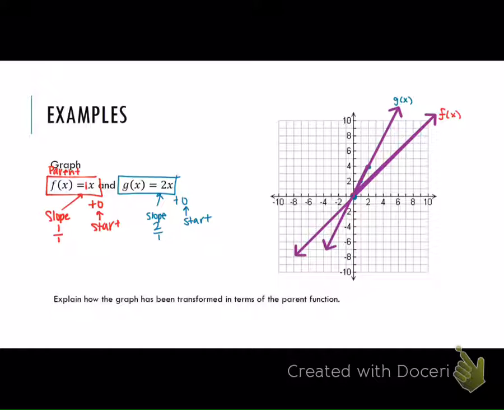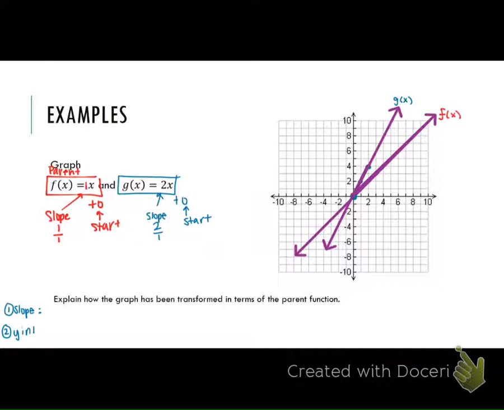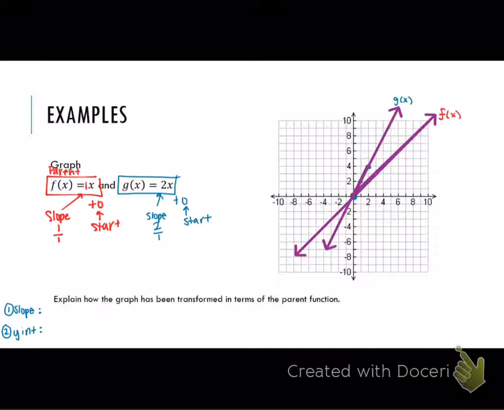So explain how the graph has been transformed in terms of the parent function. How has the graph transformed from the parent function? The two things you're going to look at are the slope and the y-intercept, every single time you compare to the parent. So how has the slope changed from the parent? The parent is this one here, f of x, and this is the other function. How is that transformed?